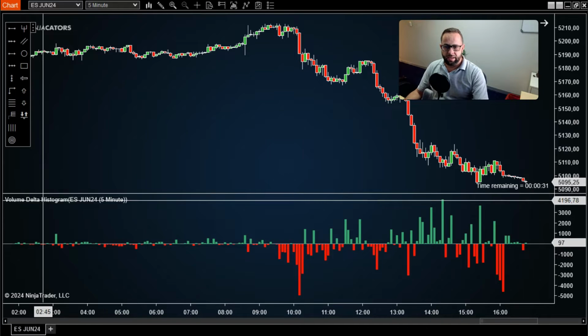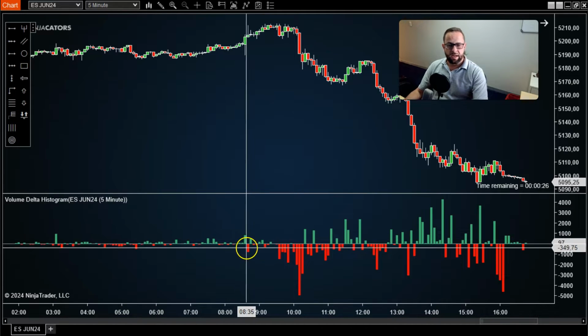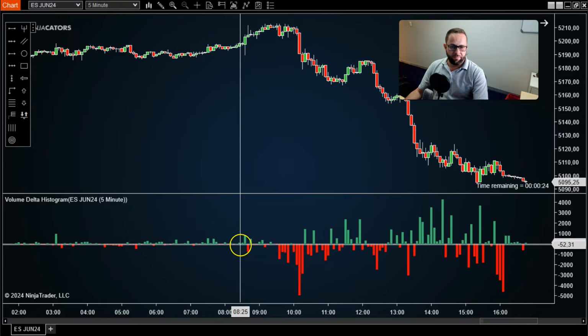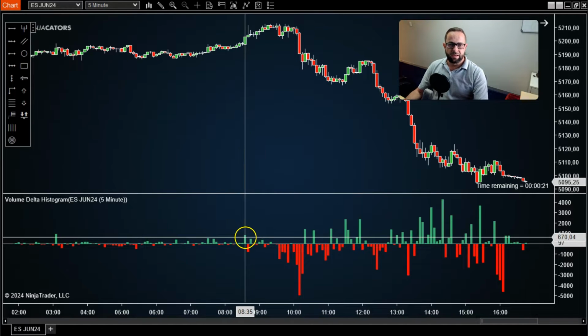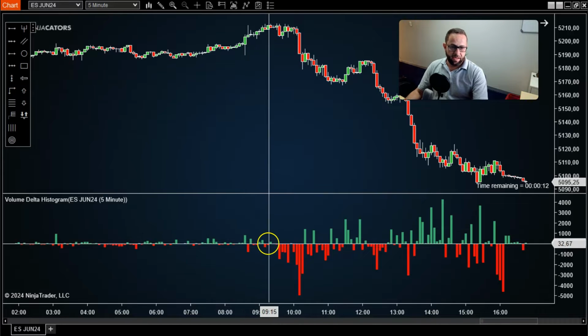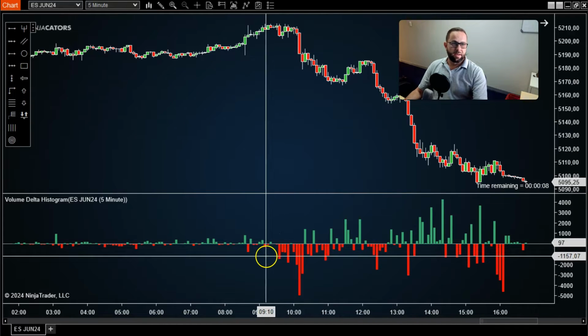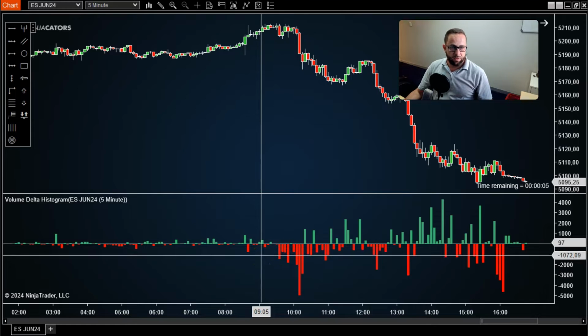Basically what it does, it creates these green histogram bars to the upside, and red bars to the downside. When a green bar prints at the close of a candle, it shows you that during the formation of that candle there were more buyers active. Alternatively, on the opposite side, if you get these red bars to the downside, it shows you that there were more sellers in control. So it shows you the net up or down volume for any particular candle.